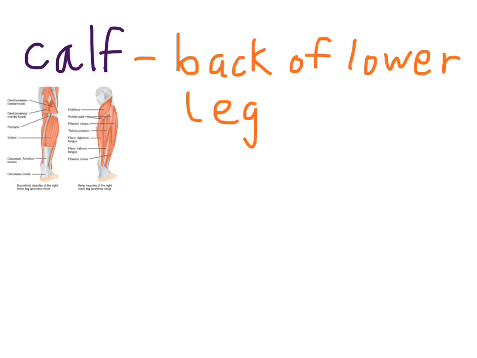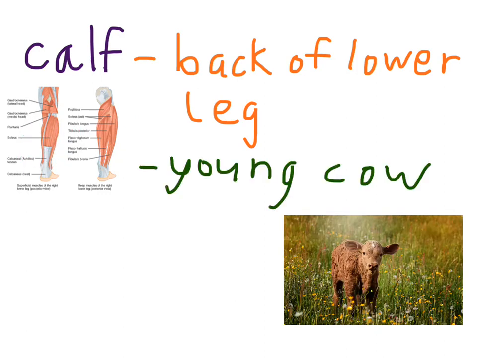And calf is actually a similar word, but there's a couple meanings. So let's talk about one first. It's the back of your lower leg, like the muscle back here. So below the knee, this muscle is called your calf muscle. Calf is also a young cow, so similar to cub, just the baby cow is a calf. But most people know that.